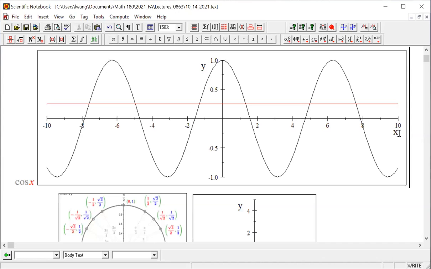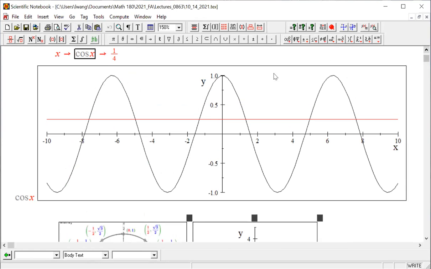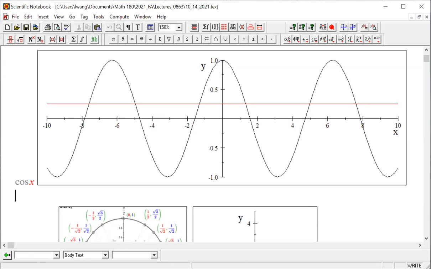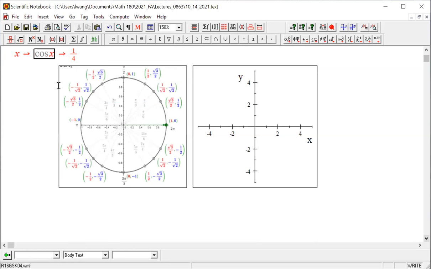So knowing cosine, okay, knowing the output equals a quarter, this is going to be a DRA kind of question. You know the definition, we're looking for A. So now with that in our mind, we have the curve over here.